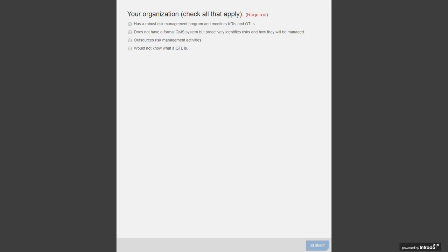So now I have another polling question here. Your organization has a robust risk management program and monitors KRIs and QTLs, does not have a formal QMS system but actively identifies risks and how they will be managed, outsources risk management activities, or, beg your pardon, would not know what a QTL is.